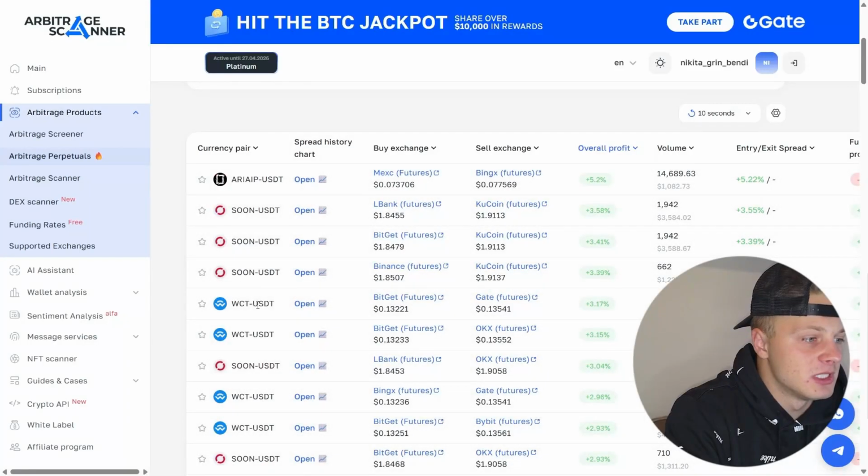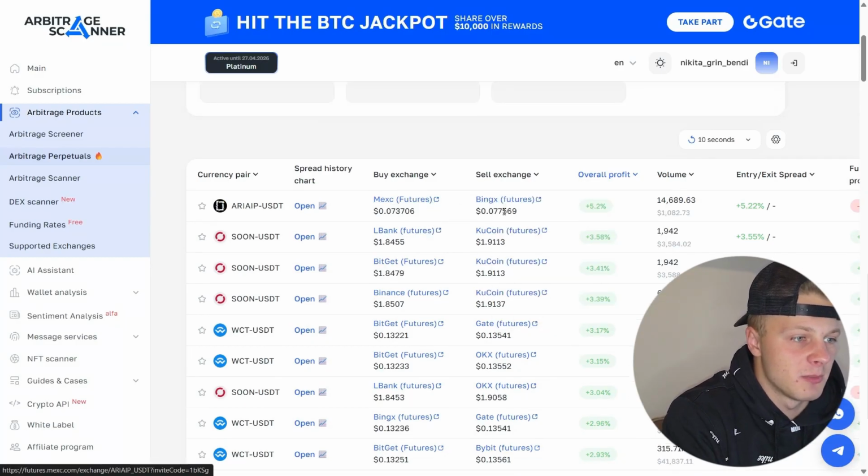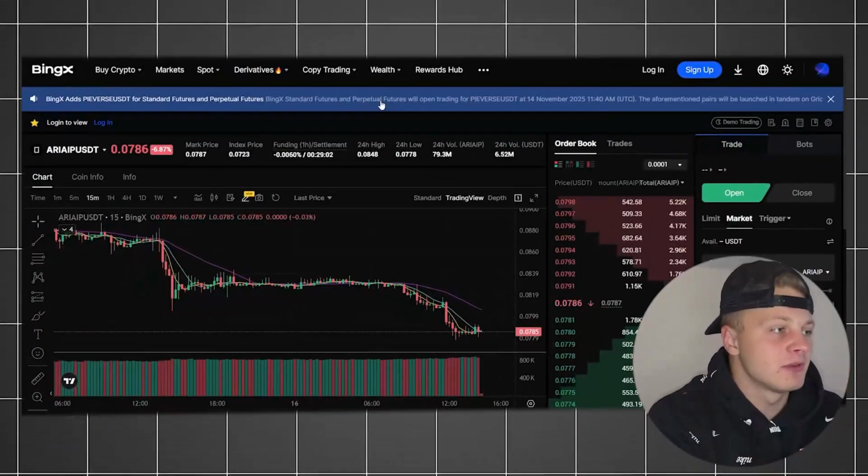There's also an opportunity with the VCT token, so let's look at MEXC and BingX. Let's go in right now and see if there's a spread between the tokens. Alright, I'm going to MEXC and BingX, and we're checking the spread that the Arbitrage Scanner gave us. And sure enough, there is a spread.